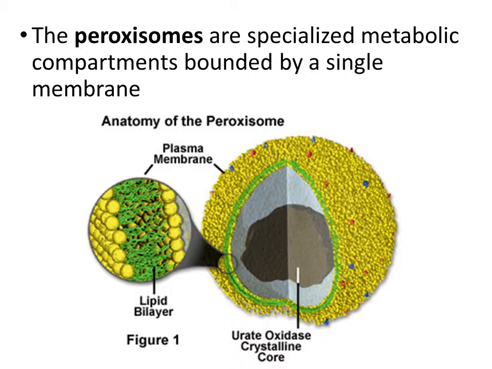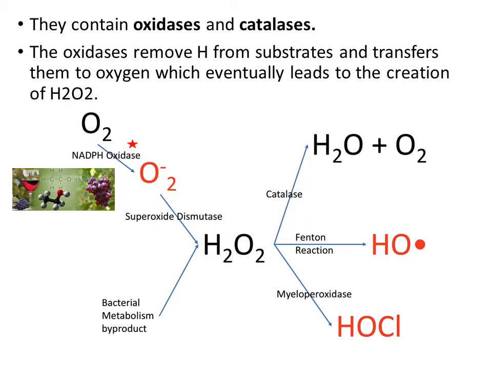The next organelle we will discuss is peroxisome. The peroxisomes are specialized metabolic compartments bound by a single membrane. It is going to contain a couple of enzymes, catalase and oxidases. The oxidases are going to remove hydrogen from substances and transfer them to oxygen. Therefore, it will make H2O2. This is called hydrogen peroxide. This is also poisonous.